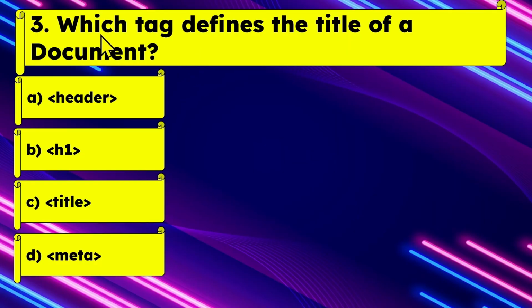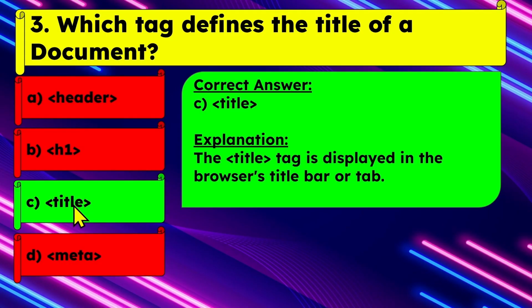Our next question is, which tag defines the title of a document? Option A, header tag. Option B, H1 tag. Option C, title tag. Or option D, meta tag. So its correct answer will be title tag. As you can see, the title tag is displayed in the browser's title bar or tab.